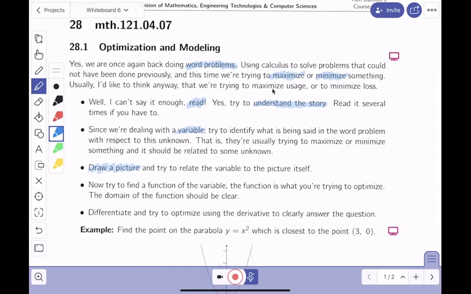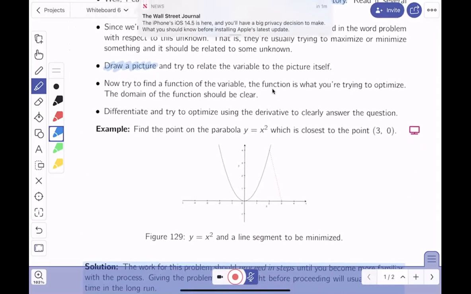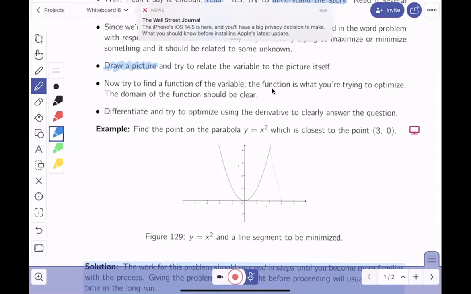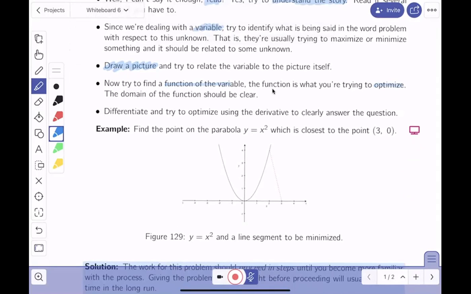It may make it even worse, though, but I think pictures really do help, right? Bottom line, what are you doing? You're looking for a function of a variable that you're going to try to optimize. What does that mean? Take a minimum or a maximum.